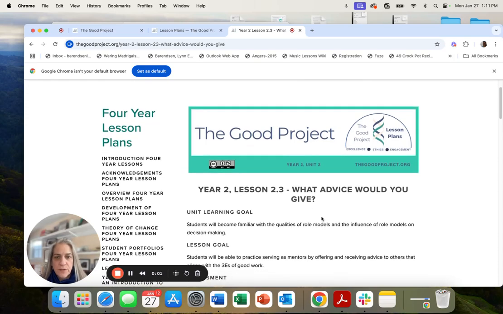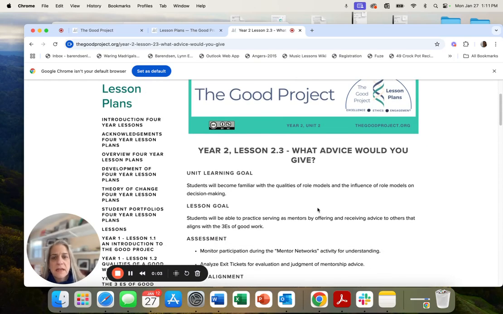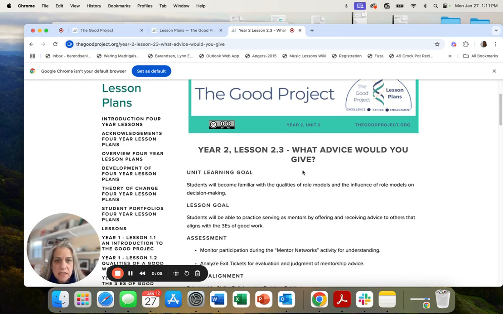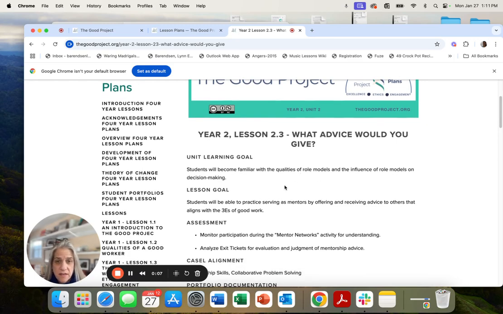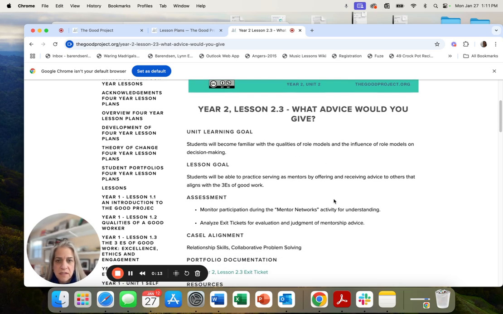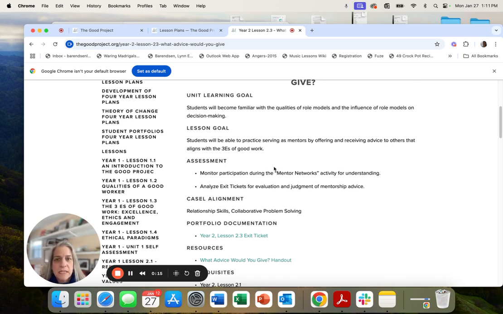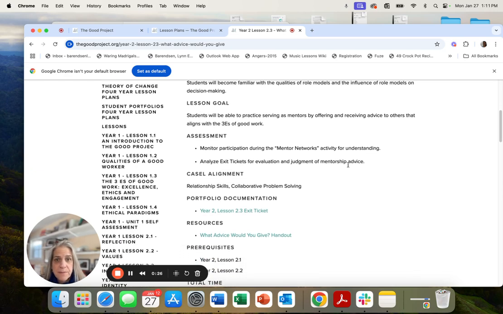This is an overview of Lesson 2.3 of Year 2. This is the third part of the second unit, which is all around the qualities of role models and the influence of role models on decision making. So this particular lesson is about giving, offering, and receiving advice, and how that advice may align with the 3 E's of good work.